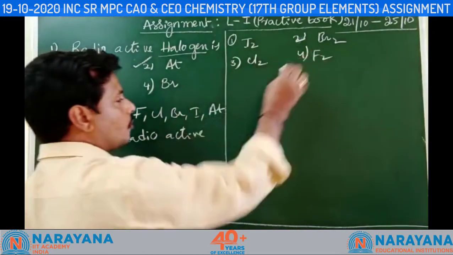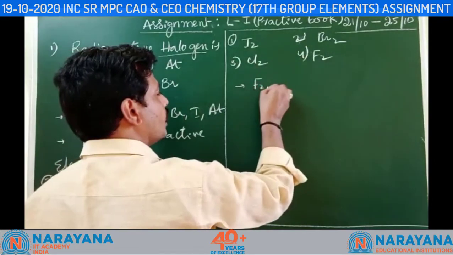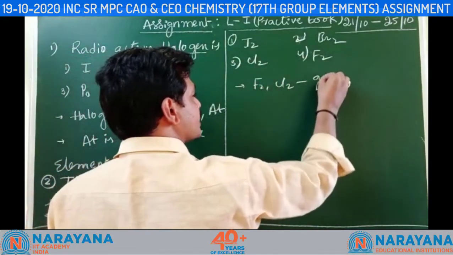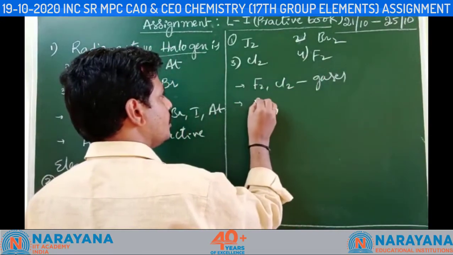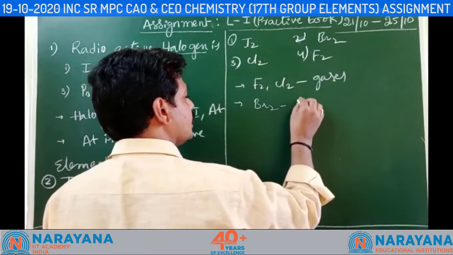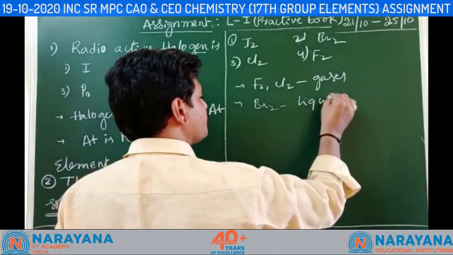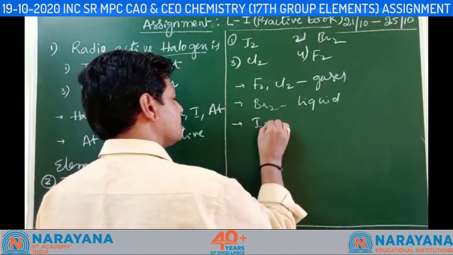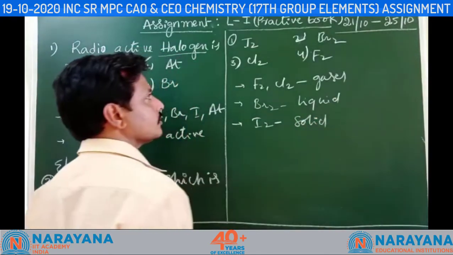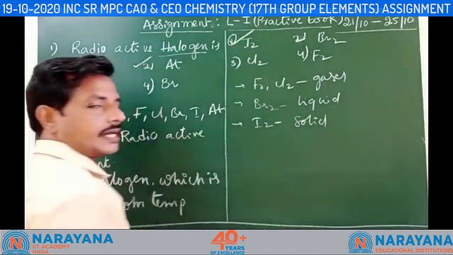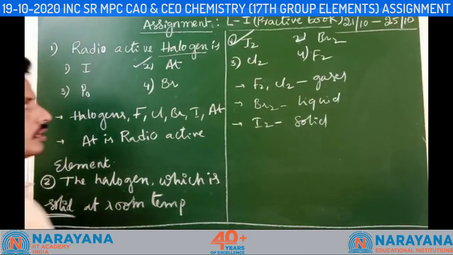In these four, F2 and Cl2, these two are gases. And bromine is a liquid, and iodine is solid. So what is the right answer? Iodine. First one is the right answer. Third bit.